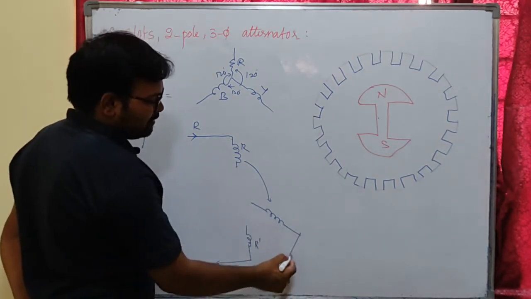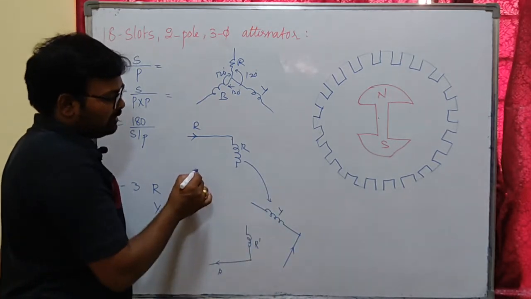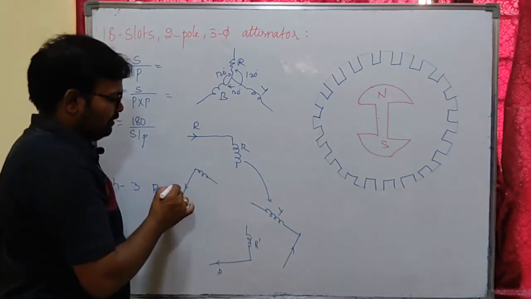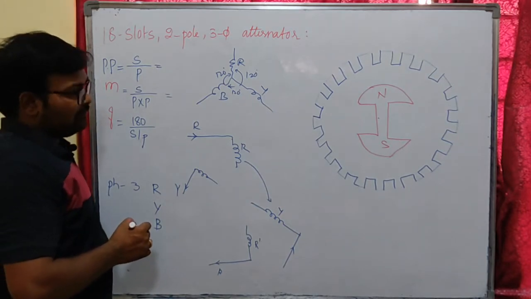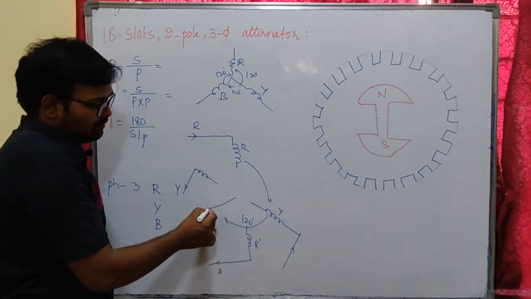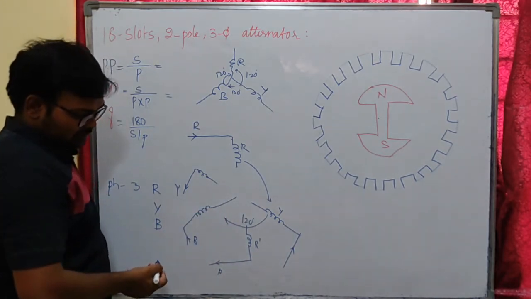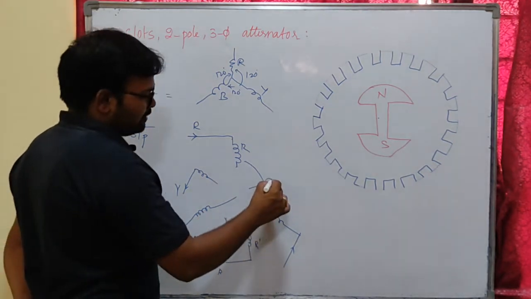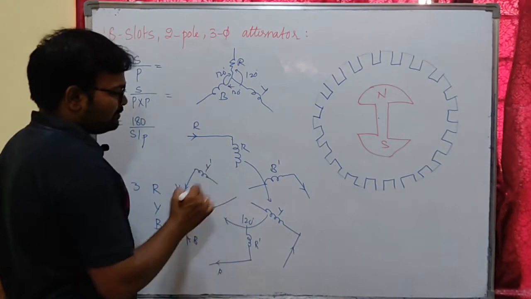If this is my input to Y, this is my Y phase, this is the return of Y phase. So what will happen to B phase? B phase will be placed after 120 degrees from Y phase. This is my B phase. The return of B phase will be like this. This is B dash, this will be Y dash.